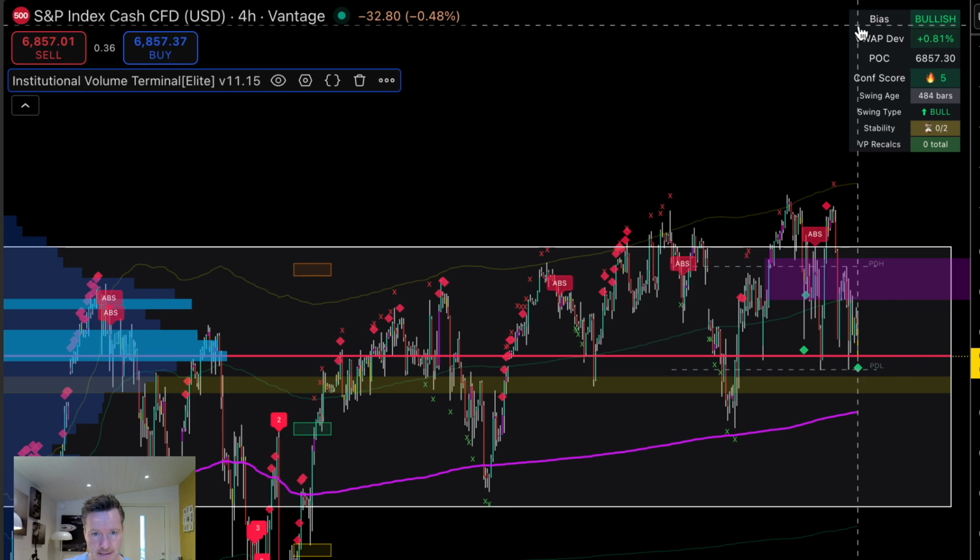Okay, so here is the play with a confluence score of 5. If we get another dip back towards the 6,820, 6,840 zone, we are seeing absorption, and we get a bullish signal like these green buy labels you see here, that would be a high probability long entry.